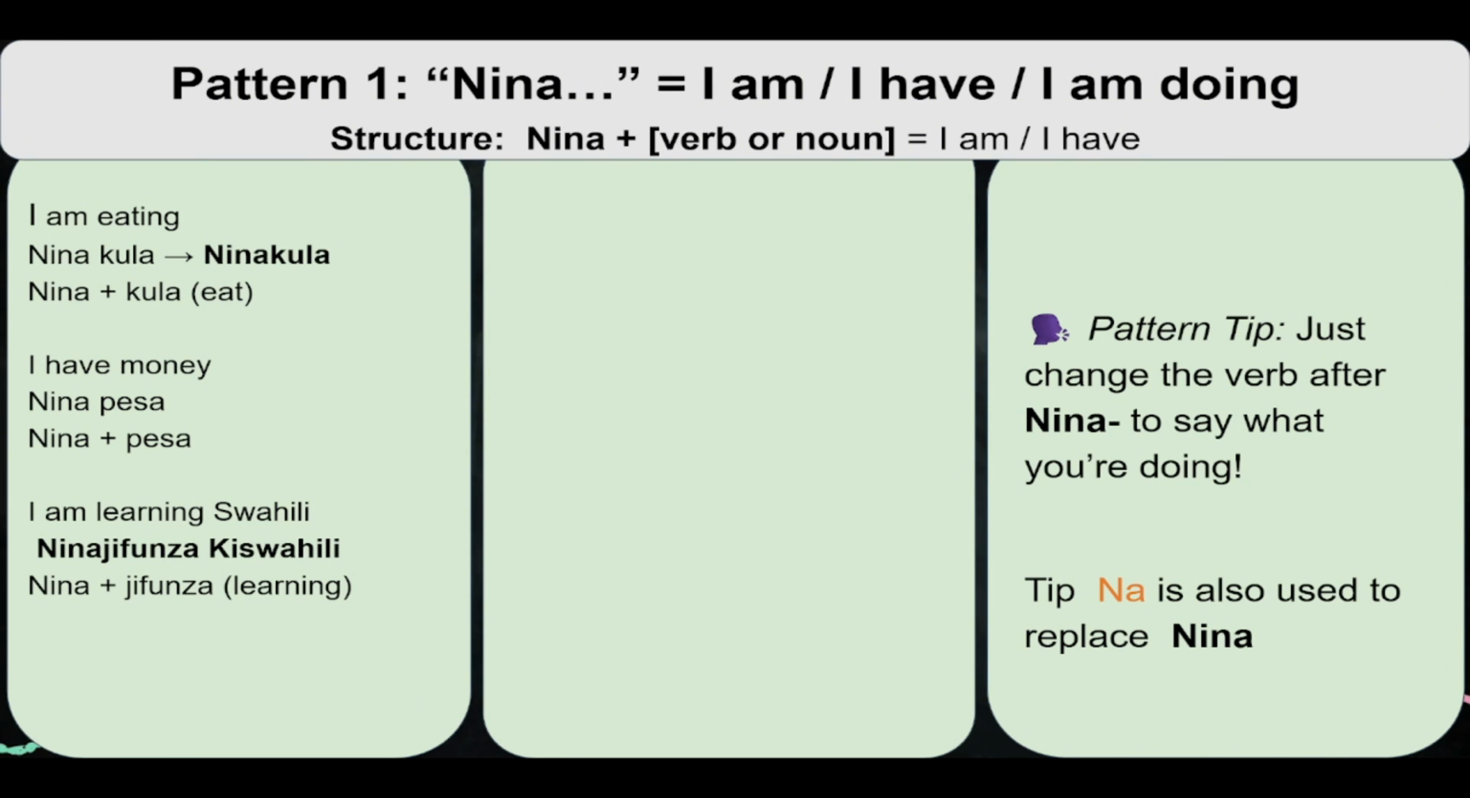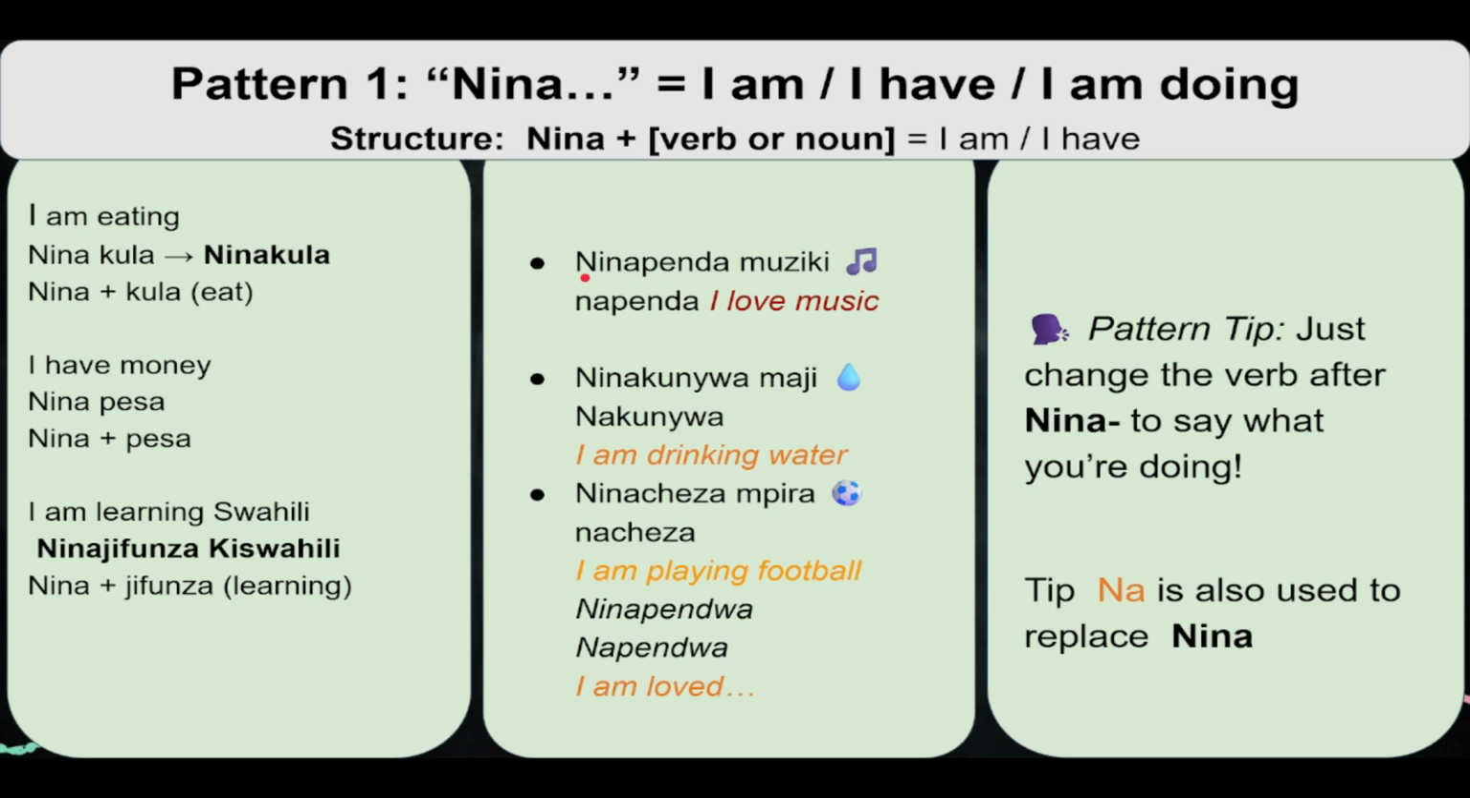But a lot of times in the streets, people will say na instead of Nina. So for instance, instead of saying Nina kula, you'll hear someone say na kula. Instead of saying ninajifunza Kiswahili, najifunza Kiswahili. So for instance, ninapenda muziki. I love music. That you can also say napenda, so you get rid of the ni. Napenda muziki. Ninapenda muziki means exactly the same.